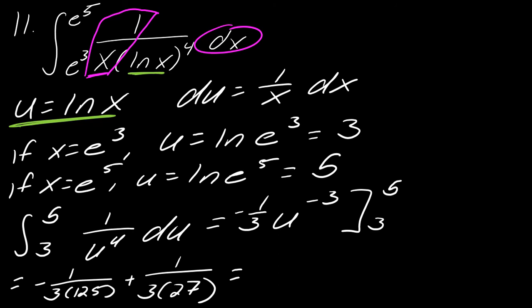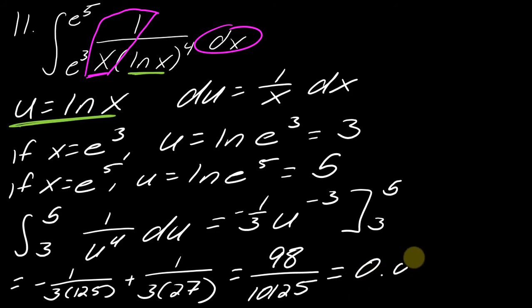you can either do the work to get a fraction. So the fractional value of this, I'm going to just skip over this work, but the fractional value of this is 98 over 10,125. Or if you just used a calculator to get a decimal value, this comes out to 0.00969.